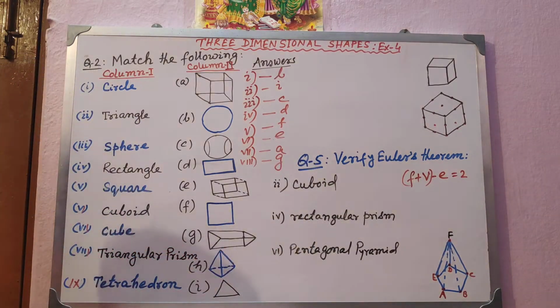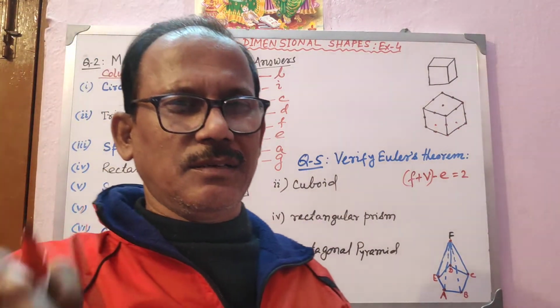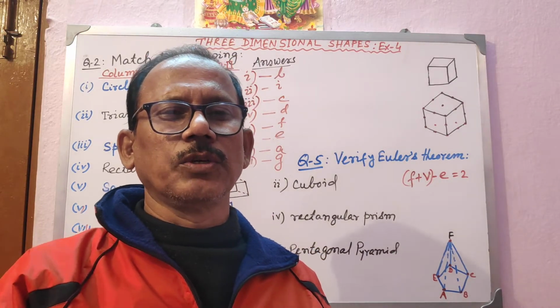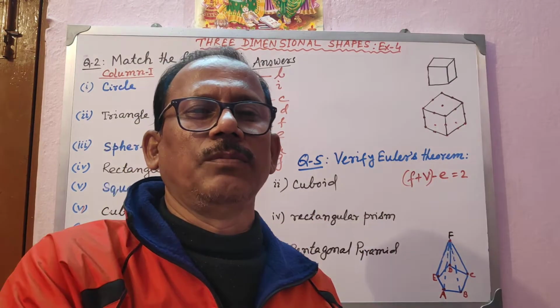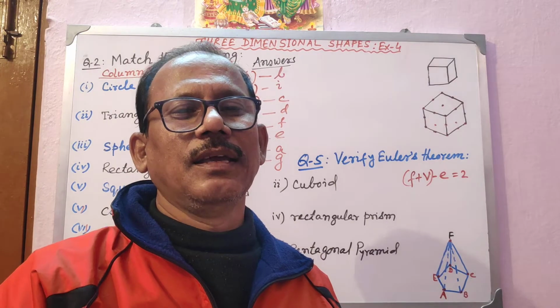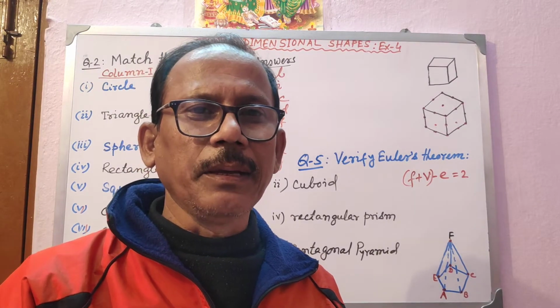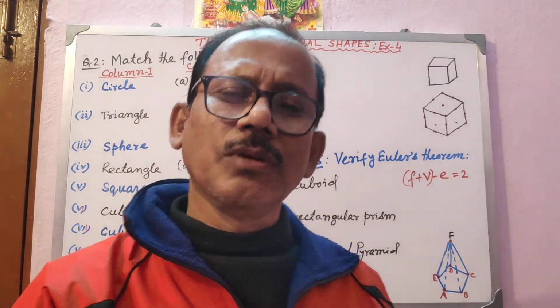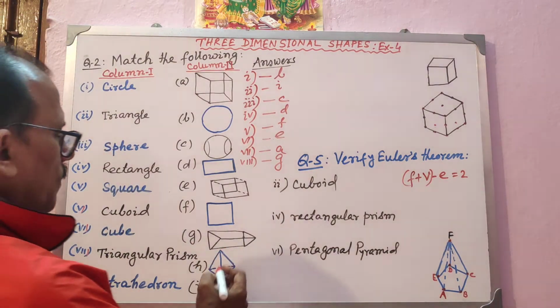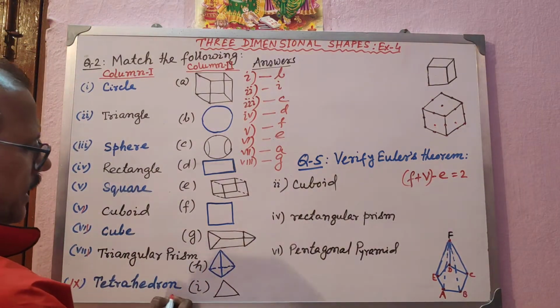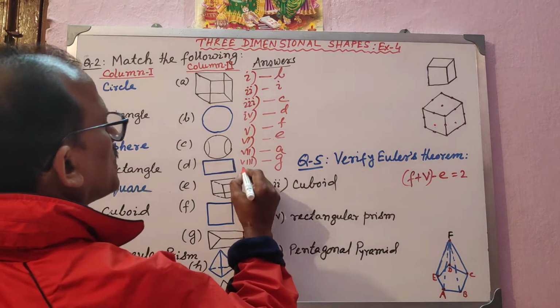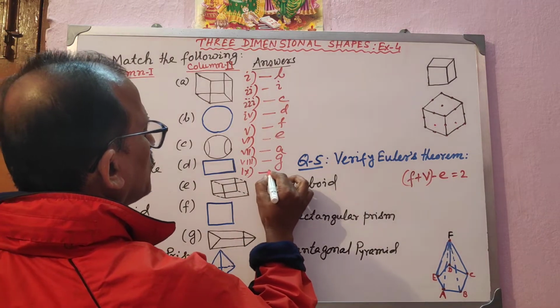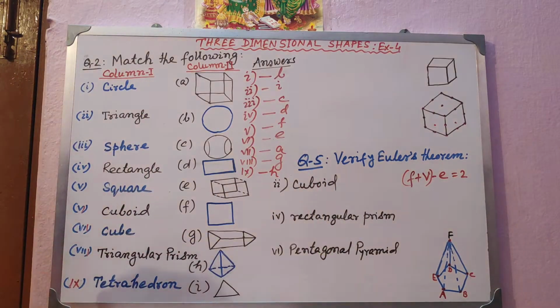Children, you will have doubt about prism and pyramid. See, I will tell you the easiest way to remember. Prism means the side faces will always be quadrilaterals, rectangular, let's say. And pyramid means side faces will be triangular. Could you understand? That is the way. Now, this tetrahedron means triangular pyramid, it will be H. So the ninth one will be matching with H. I hope you got the answer.